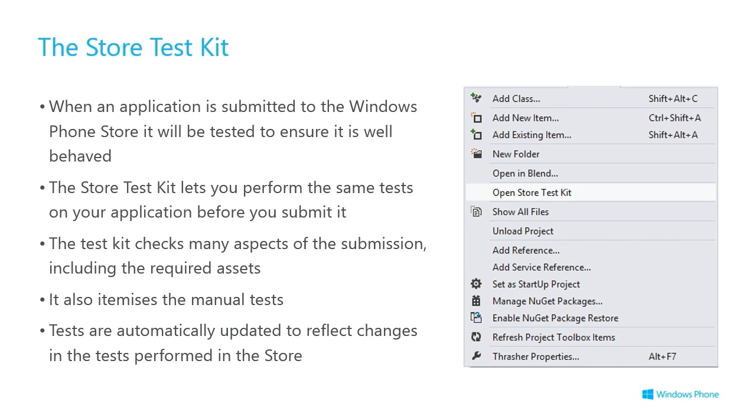And the test kit checks a lot of aspects of the submission, checks you've got all the right required images, and also itemizes all the manual tests and runs some automatic tests as well. This is a great tool to give to your QA department, which is probably you with a hat on that says QA on the front, and allows you to check that you're going to pass the submission process.